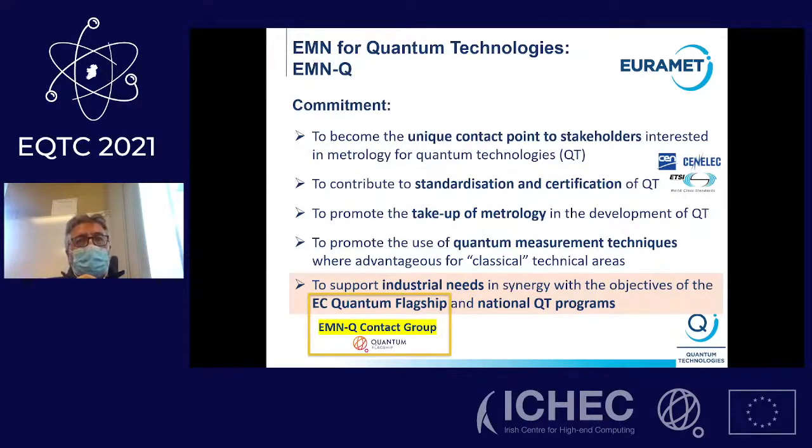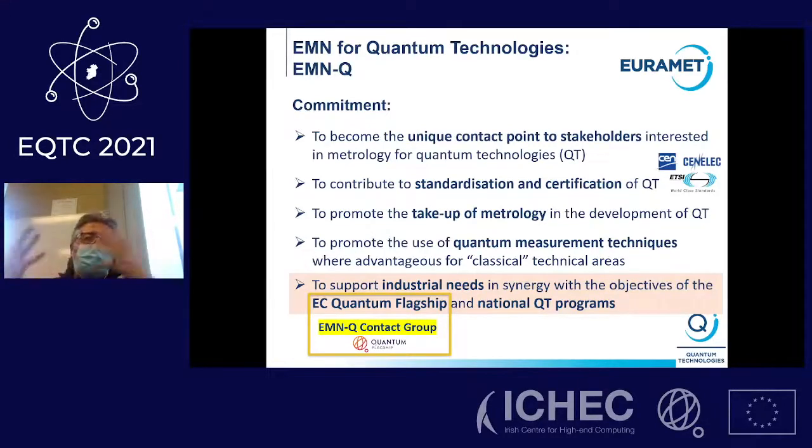In this context, Euramet developed the European Metrology Network for Quantum Technologies, the EMN-Q. The main commitment of such a European Metrology Network is to become the unique contact point for stakeholders, industry, but also academia or research organizations that are interested in metrology for quantum technologies and want to collaborate with us in developing the required metrology that they need. Furthermore, another objective is supporting the standardization and certification of quantum technology, not only participating in such effort, but also developing the measurement infrastructure that is required to develop acceptable standards. Obviously, it also promotes the take-up of metrology and supports the development of quantum-enhanced measurement inside the metrological infrastructure that may help to improve the quality of the measurements carried out inside the National Metrological Institutions.